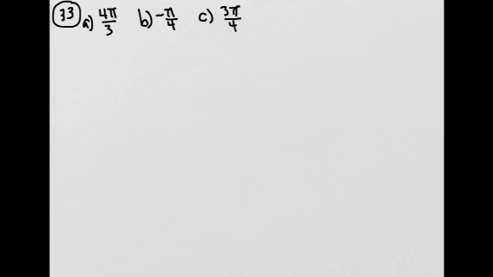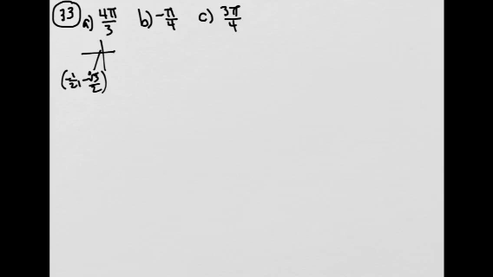Okay, so for number 33, they're asking you to find the sine, cosine, tangent of each of the following angles. Before you do that, you have to identify where on the unit circle that angle is located. So for pi over 3, that's going to be right about here. The ordered pair associated with that angle is negative 1/2, negative radical 3 over 2. That's straight from the unit circle.